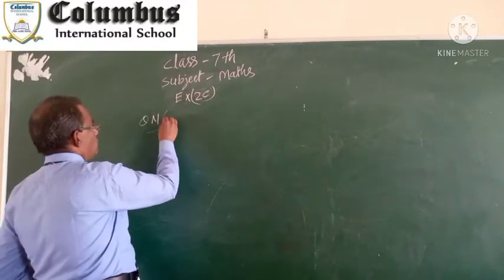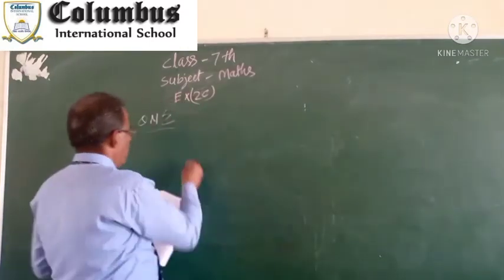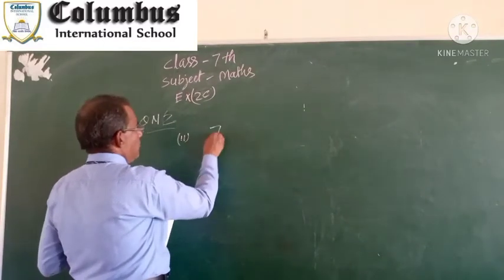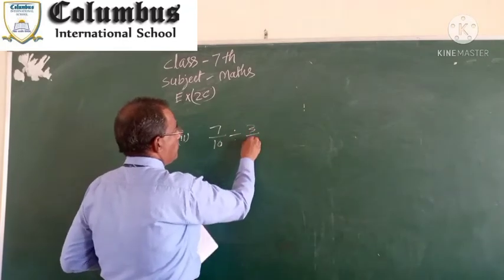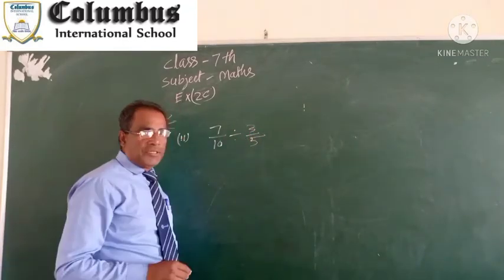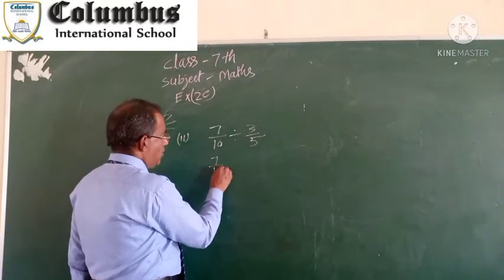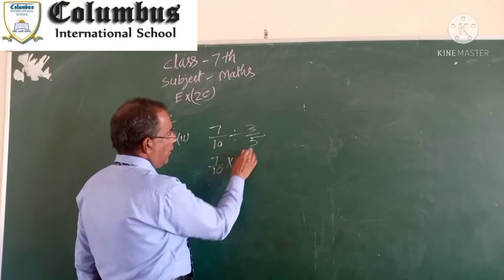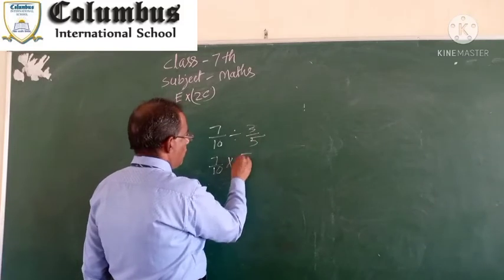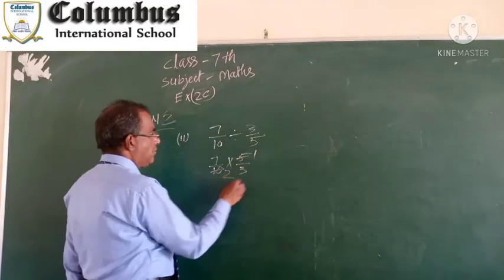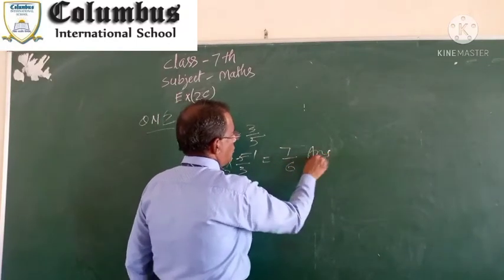Question number 2, simplify. 7/10 divided by 3/5. For the division of fractions, it is necessary to know about the reciprocal. That is, 7/10 multiplied by the reciprocal of 3/5, that is 5/3. 5 into 5, 5 into 10, 7 into 7, and 2 threes are 6. It is the answer of this question.